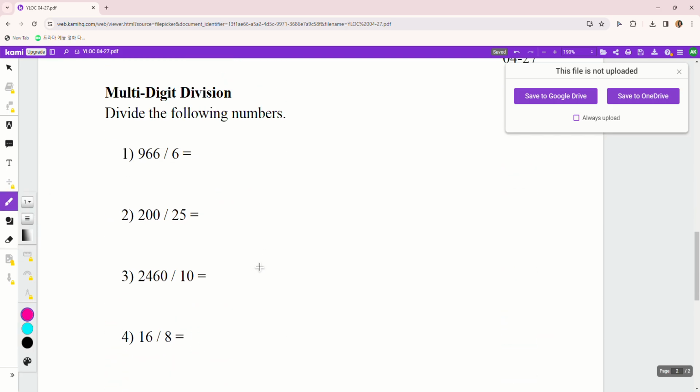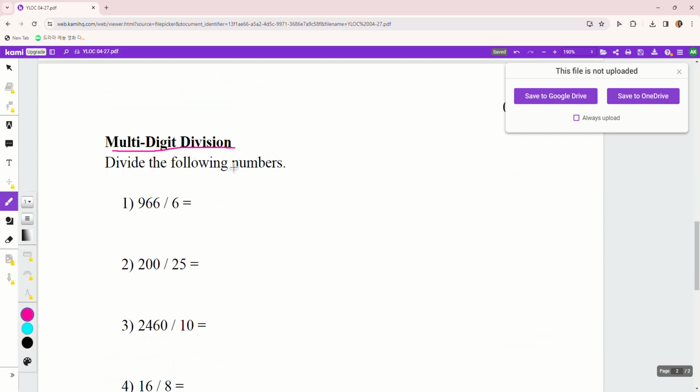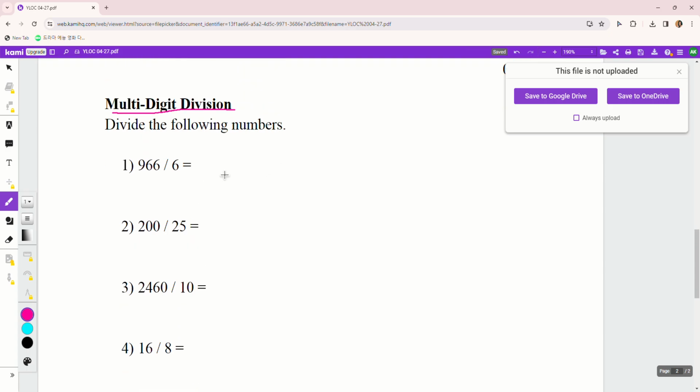For the next part, it's multi-digit division. So 6 divided by 966. So 6 can go into 9 once, and then with a remainder of 3, so that would be 36. And then that goes into 6 times, and then 6 goes into 6 once. So that would equal 161.